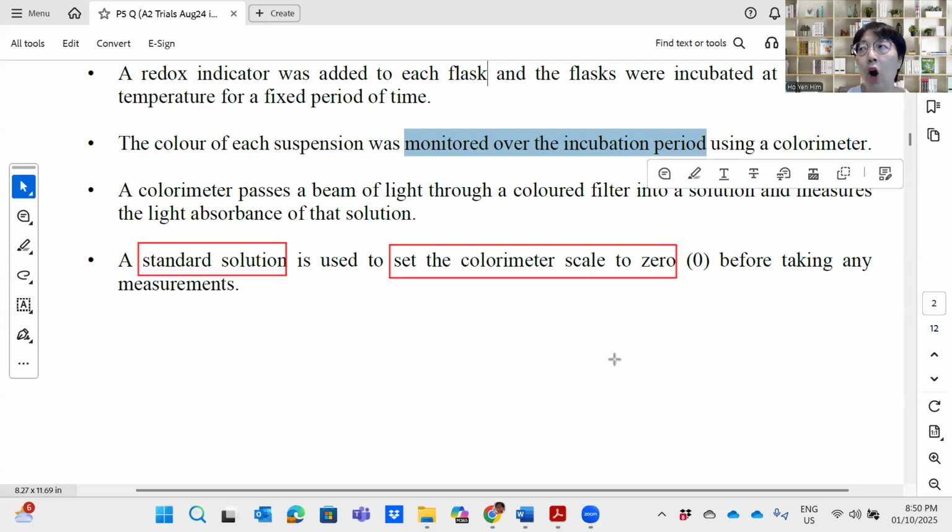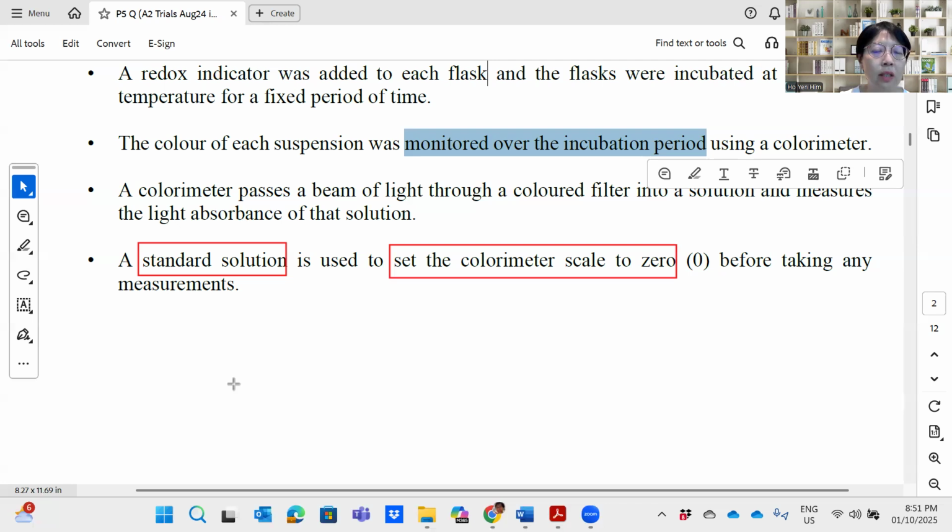So which means to say that originally when there is no red color, because the TTC was at the start all oxidized version of TTC. So you use this as what? Colorimeter scale set to 0. 0 means zero absorbance. It means no light being absorbed, all light being transmitted, right? Zero absorbance. Okay?